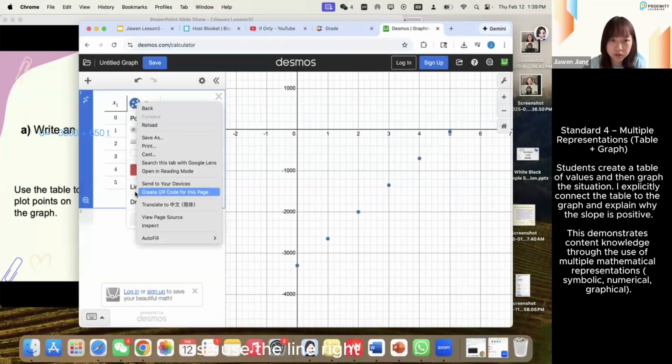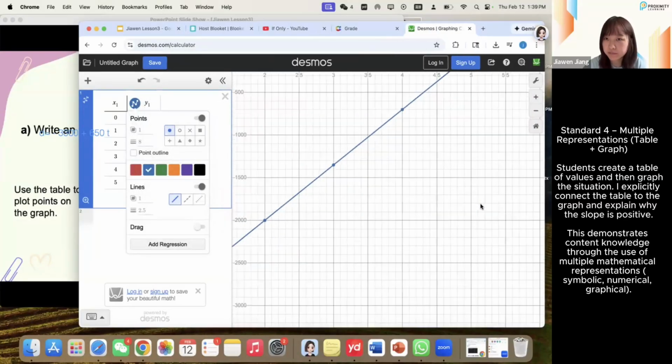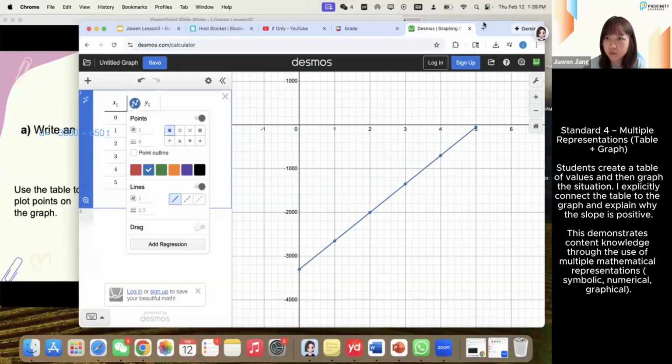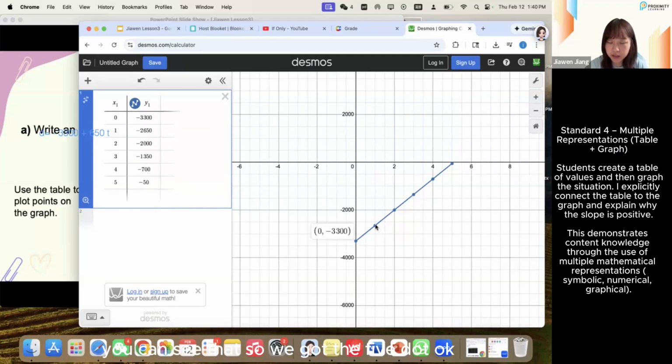So use the line. Can you see clearly? Okay, on the horizontal axis, this means time, and on the vertical axis, this means depth, right? So time is on the x and the depth is on the y. So we just see the points here. You can see that we got 5 dots, and connect them to become a straight line.